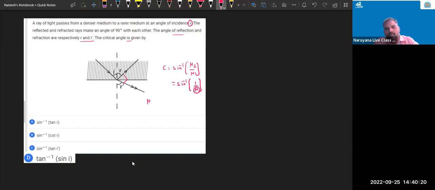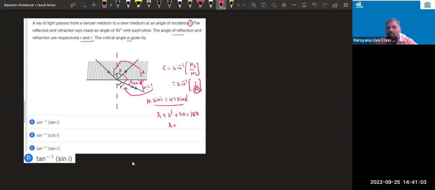Shall I write mu into sin I is equal to 1 into sin R prime? Snell's law. No issue, no? This angle is 90 minus R prime. Sir, can you take the straight normal as a straight line, and the sum of angles in a straight line is 180 degrees. R plus R prime plus 90 is equal to 180 degrees. Wonderful, very good.